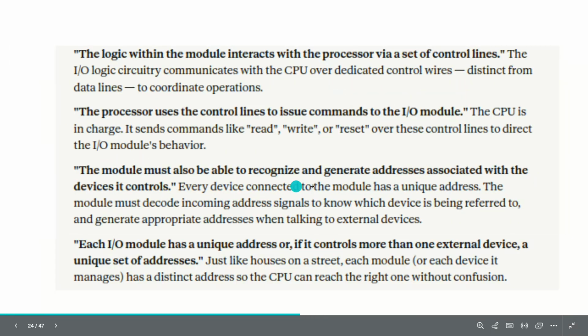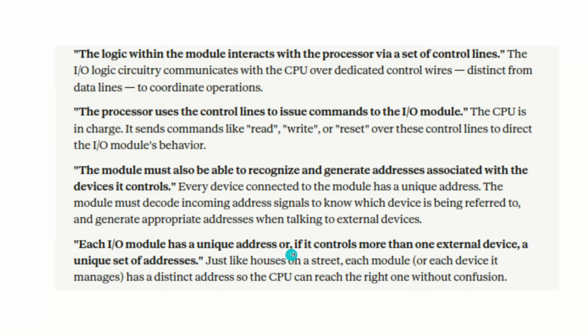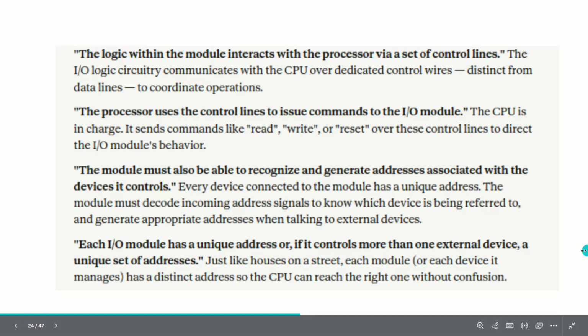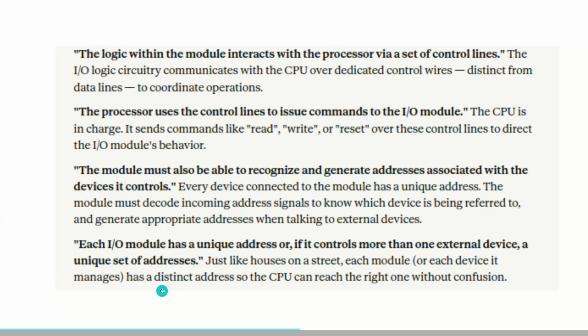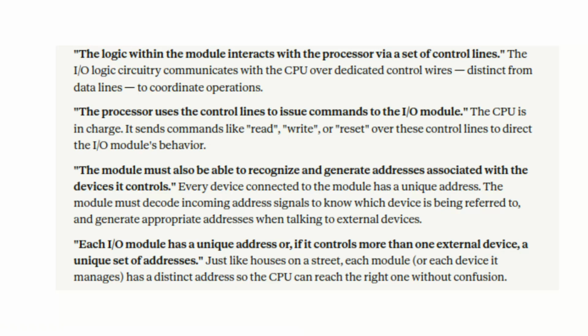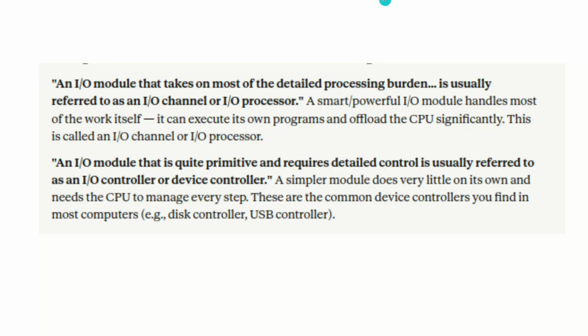Fine. So now each IO module has a unique address, or if it controls more than one external device, a unique set of addresses. Just like a house on the street, each module has a distinct address, so the CPU can reach it. Each IO module has a unique address, or a set of unique addresses for each of its external devices.